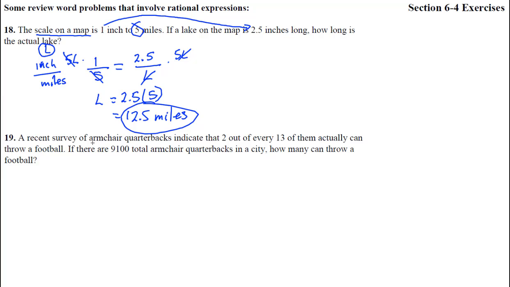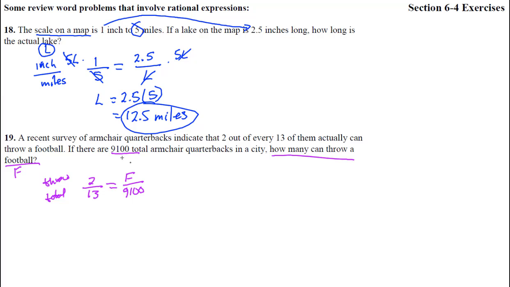A recent survey of armchair quarterbacks indicates that 2 out of every 13 of them can actually throw a football. So 2 out of 13. So this is of the total, and this is how many can actually throw a ball. Okay, it was a 2 to 13 ratio, and that has to equal, let me see, how many can throw a football? Let's call it F for throwing a football, out of a total of 9,100.